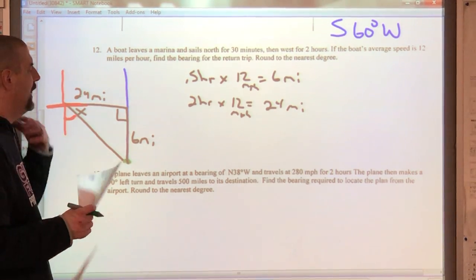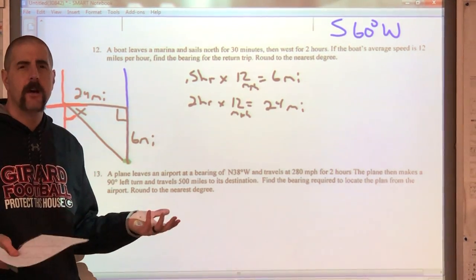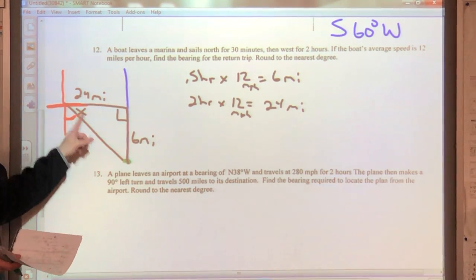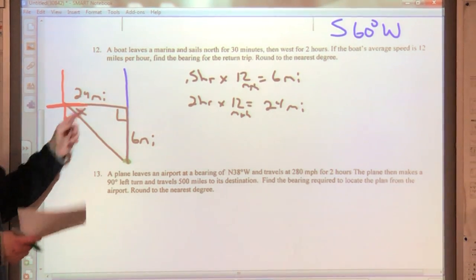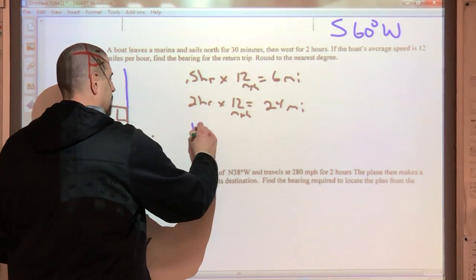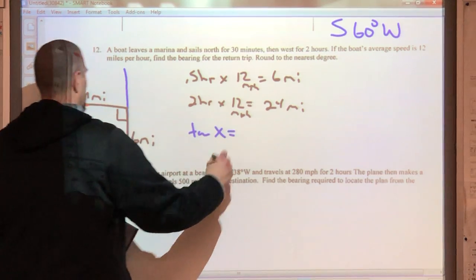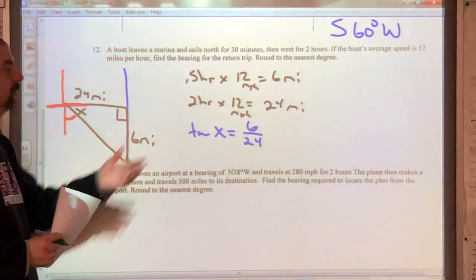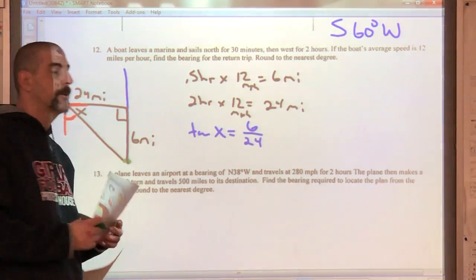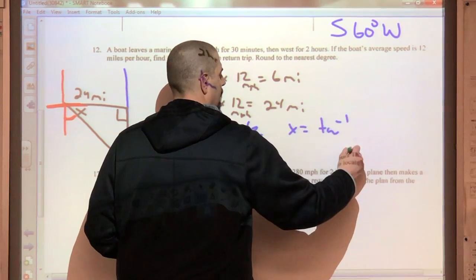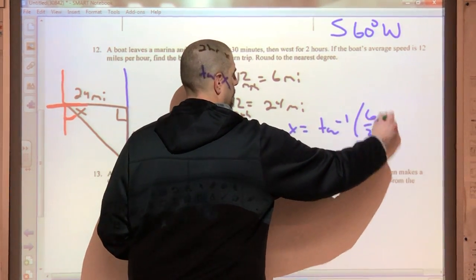So how are we going to find x? Gee, I wish there was a formula or some way. Oh, wait, SOH CAH TOA. We have opposite and adjacent, your friend and mine, Mr. Tangent. So we're going to get tangent x equals opposite over adjacent. We're going to solve for x. To do that, you're going to use inverse tangent. So x is inverse tangent of 6 over 24.